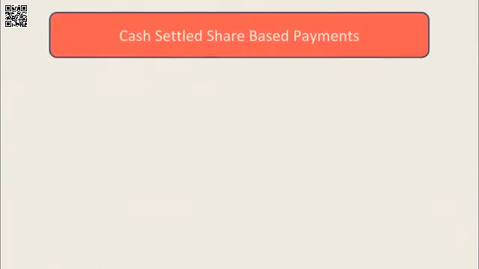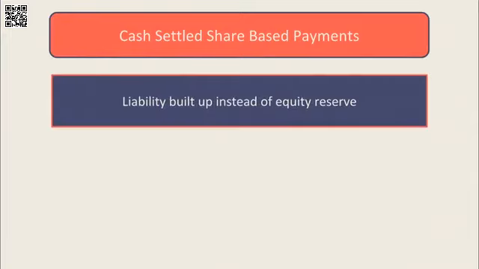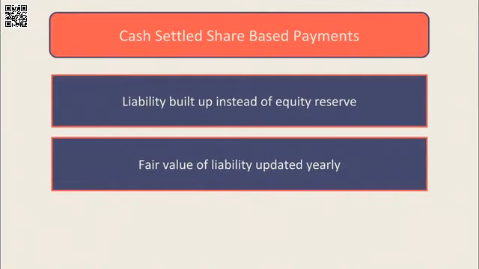Cash-settled share-based payments. There are 2 main differences between equity-settled and cash-settled transactions. The first is that rather than build up an equity reserve each year, a liability is built up instead. This is because there will be a physical cash payment at the end of the vesting period, which meets the definition of a liability. The second difference is that the fair value of the liability is updated on an annual basis.